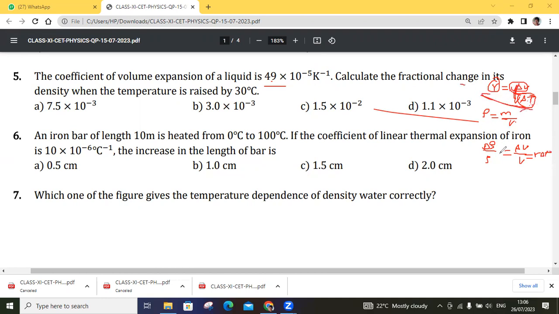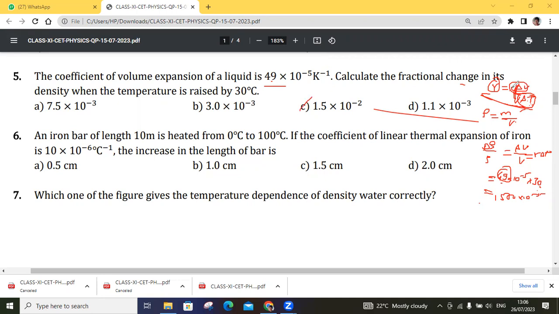So your answer is gamma delta T, which is 49 into 10 power minus 5 into delta T, which is 30. Since it is delta T, whether degree Celsius or Kelvin will not matter. If I take this as 50, it is 1500 into 10 power minus 5. If you solve, you will get 1.5 into 10 power minus 2. Right?